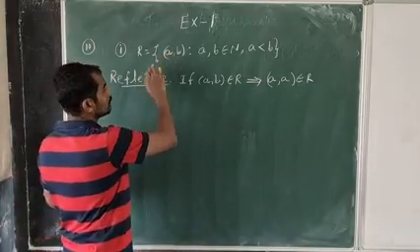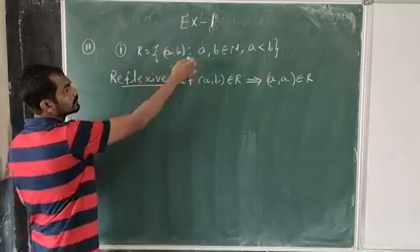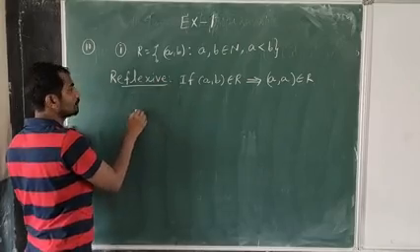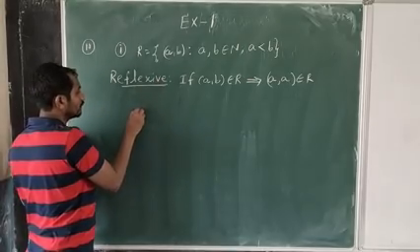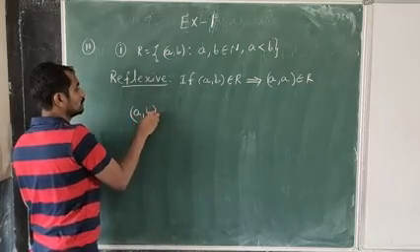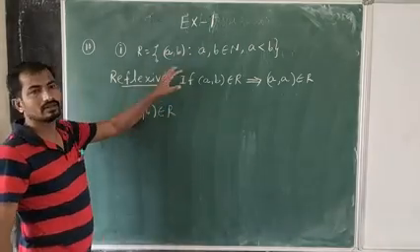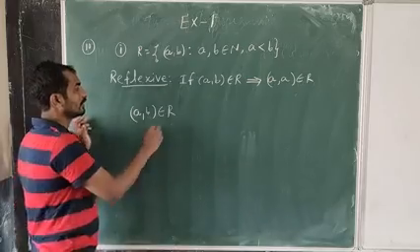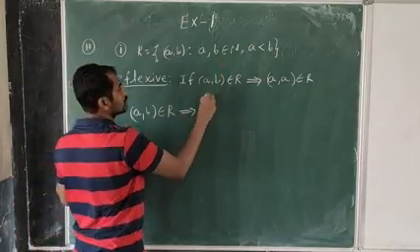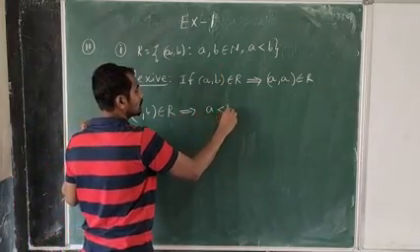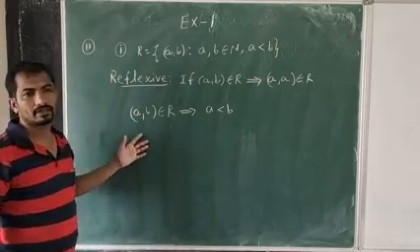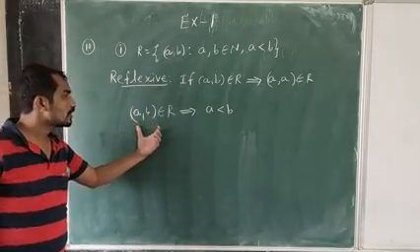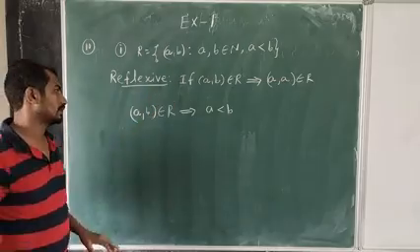Clear? Now suppose here a, b are natural numbers. If (a, b) belongs to R, so we have taken any one value, that is (a, b) belongs to R, then what condition is given? a less than b. The condition of the relation is given: (a, b) belongs to R, then we can write a less than b.